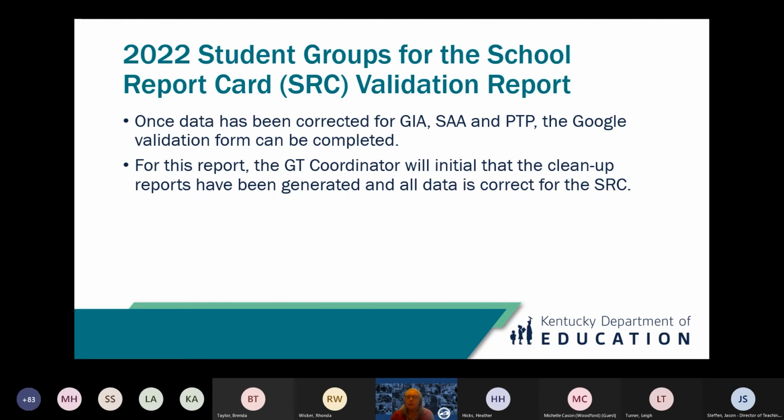So once all your general intellectual ability, specific academic aptitude, and primary talent pool data is cleaned up and complete, you can then complete and submit the student groups for school report card validation report. And this will be a Google form that you'll complete where you're just initialing that you have cleaned up all of this data for the school report card. And like I said before, these will all be Google forms, and I'll send you copies of these so that you can look at them before you complete the data, because once you start entering the data, you can't complete it and come back to it.